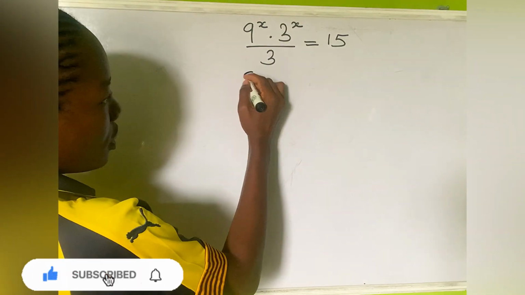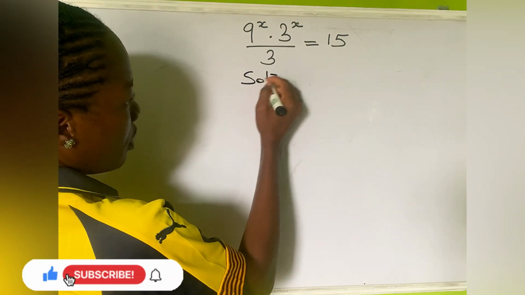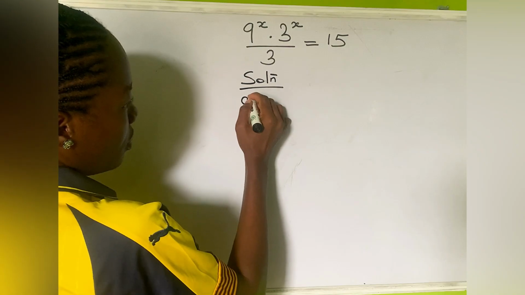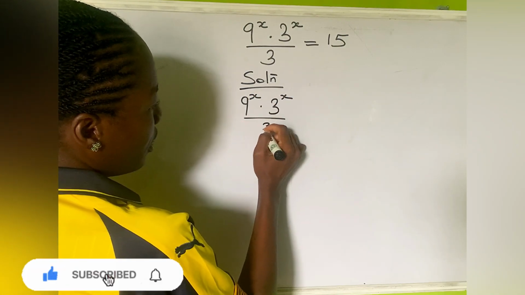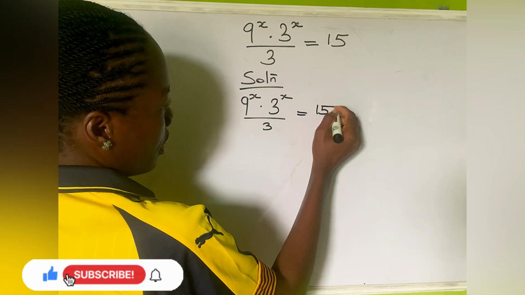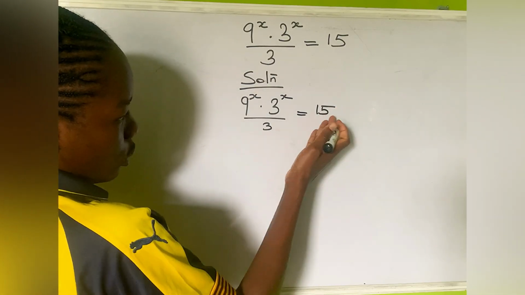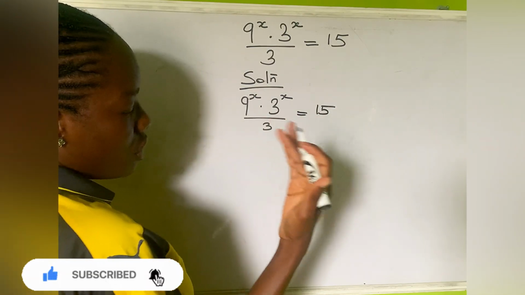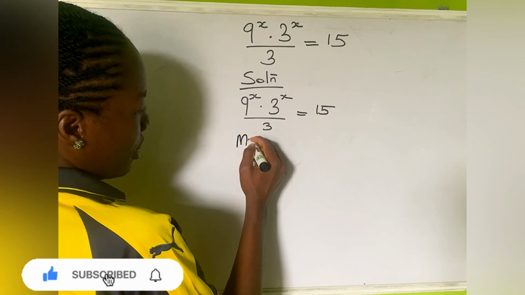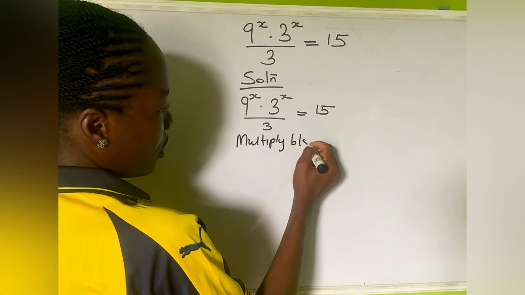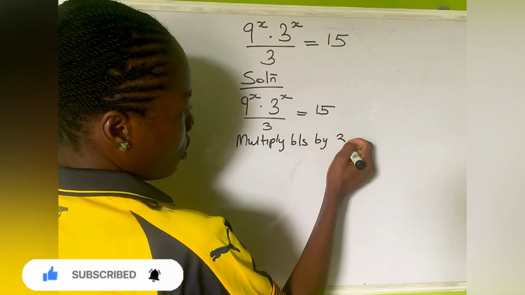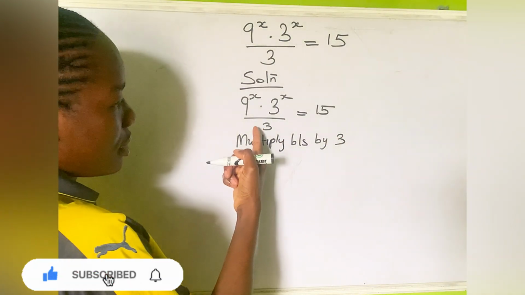So what's the solution? All right, let's repeat the question again. It won't do us any harm, okay? All right, over 3 is equal to 15. Now, the first thing to do here is to cross multiply, or we can just multiply both sides by 3, because we want to eliminate this numerator.